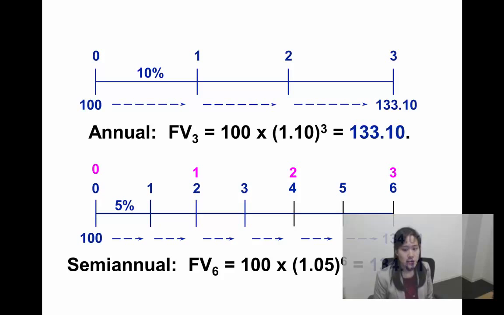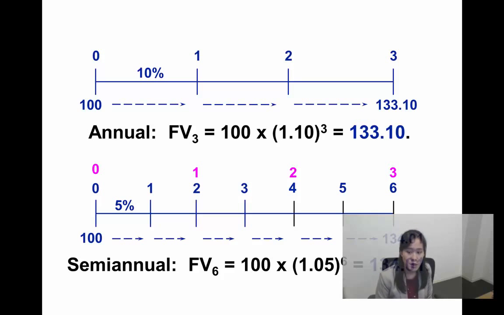So consider this example. On the top, we have $100 in year 0 that's compounding once a year at 10% for 3 years. Now, at the end of 3 years, we can calculate the future value of $100 using our compounding formula. So the future value equals $100, which is the present value, times 1 plus the interest rate, which is 1.1, raised to the third power. And that gives us $133.10.